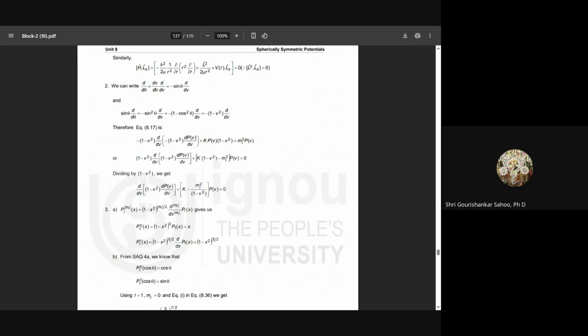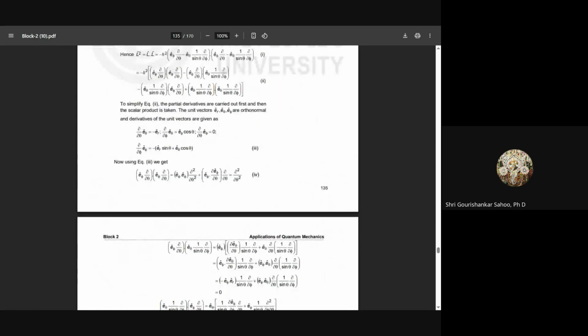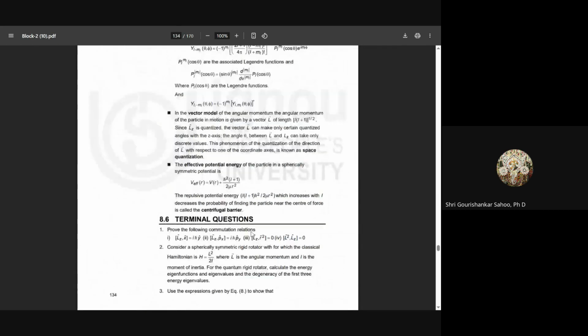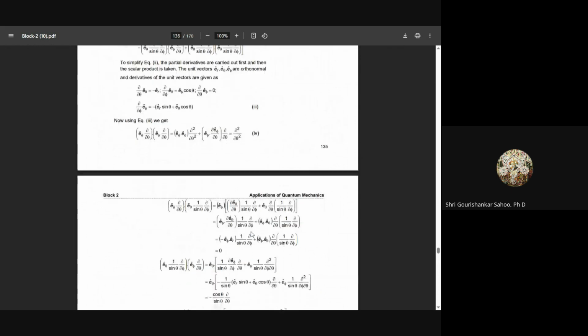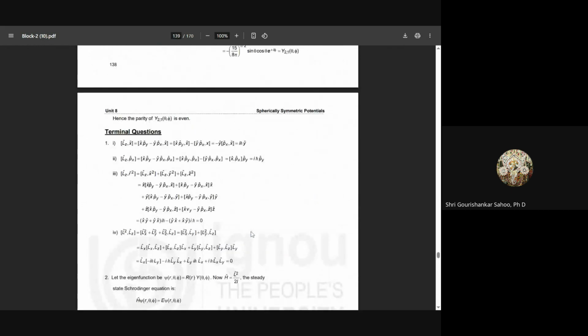So here the problem is: use the uncertainty relation to show that the dimension of the most stable ground state hydrogen atom is of the order of the first Bohr radius a0. You can see here on the screen. So you can write d by dt is equal to dv by d theta, d by dv is equal to minus sin theta d by dv. So from that you can have it. Here it is.